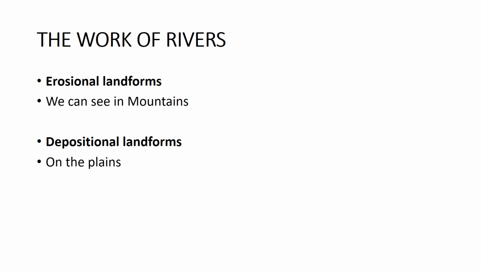Next is the work of rivers. Rivers play an important role in creating landforms. Running water is a powerful force which erodes rock, transports eroded rock fragments, and deposits these as sediment. As a result, rivers form erosional and depositional landforms. Erosional landforms we can see in mountainous areas, and depositional landforms are found on the plains.